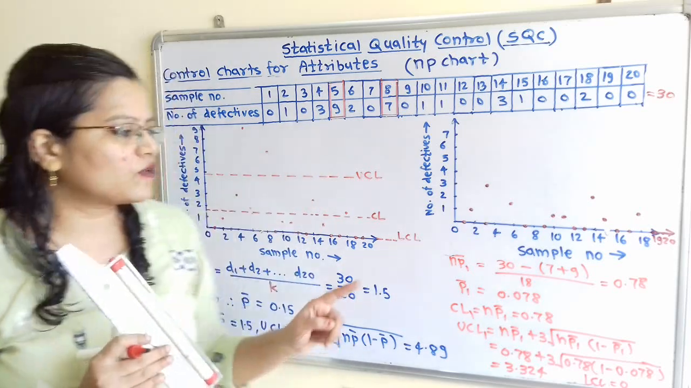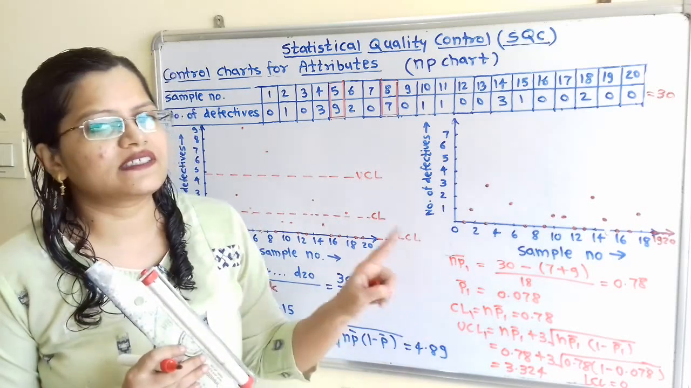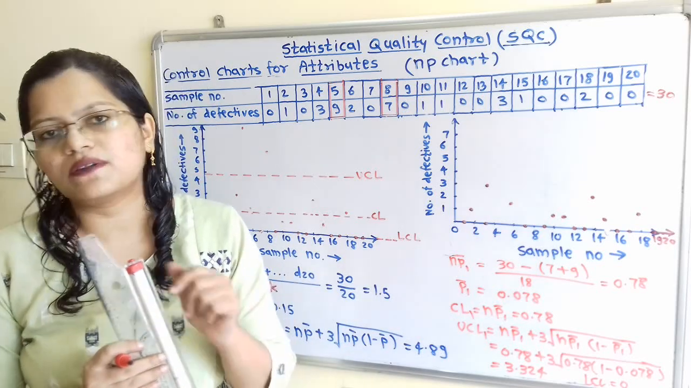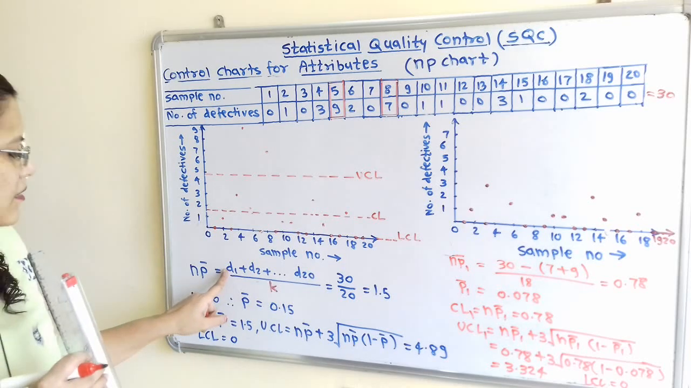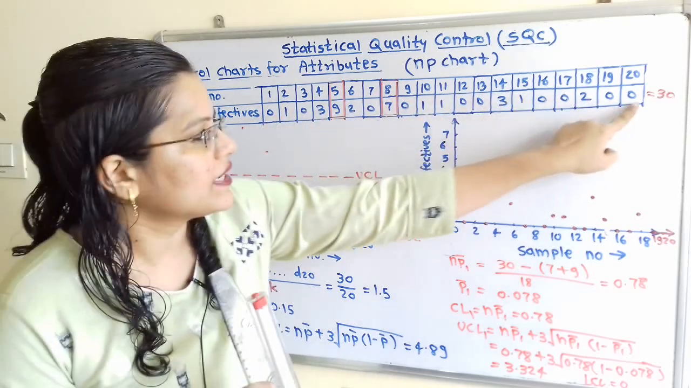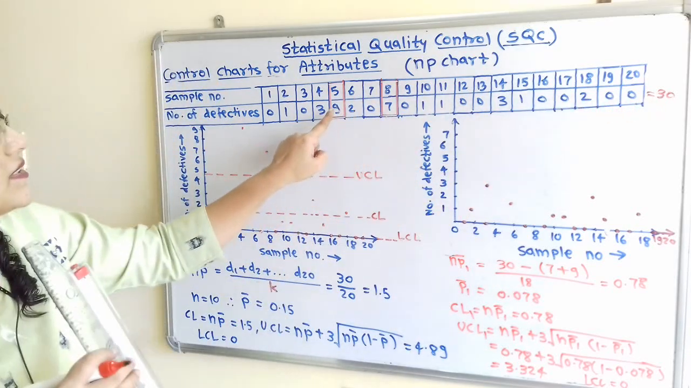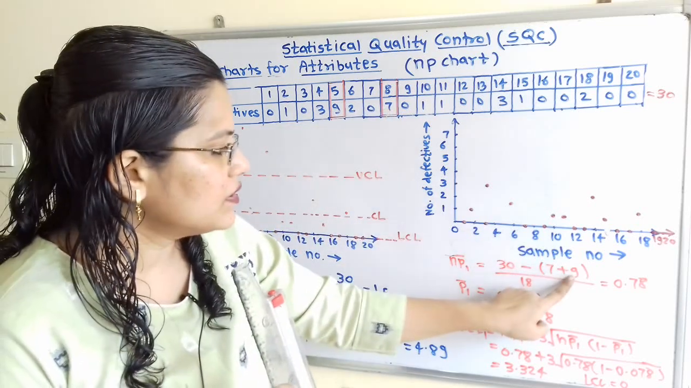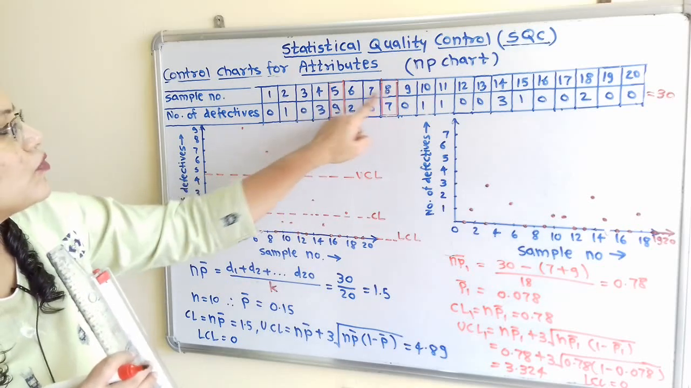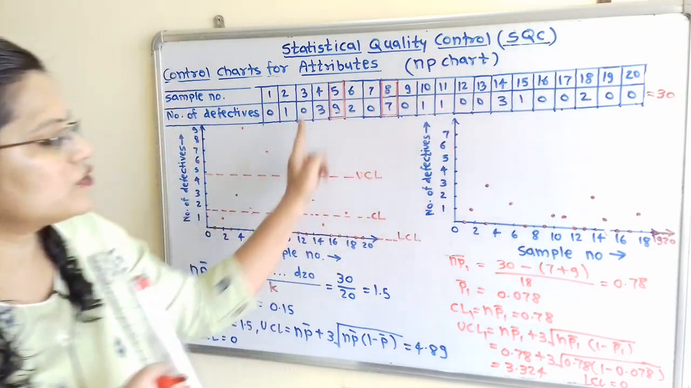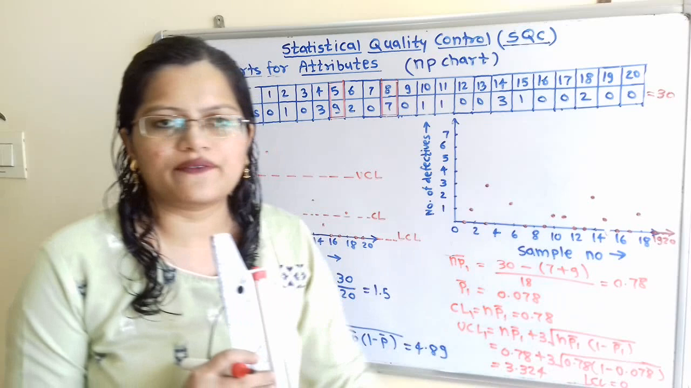Now we will again calculate the new values. So how to calculate NP bar? This time we will take suffix 1, NP1 bar. How to calculate this? The formula is the same, that is the addition of all the defectives, and because these two samples' defectives are removed, we will take 30 minus 9 plus 7, divided by the number of k. So these two samples are removed. So what is k? 20 minus 2, that is 18. So when we calculate this, we will get the answer 0.78.